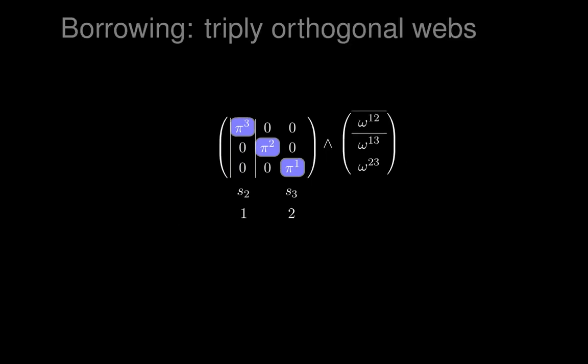There's another process which is more important here, which we have to pay attention to. It's much more subtle, which is the problem of borrowing. We have to try and figure out how to get the characters to work out the way we want them to, to get the generic integral element so we get the right characters. Let's take a look at triply orthogonal webs again. There's a problem here. These were the characters we calculated for triply orthogonal webs. We calculated S2 is 1 and S3 is 2. You can see the polars right there.